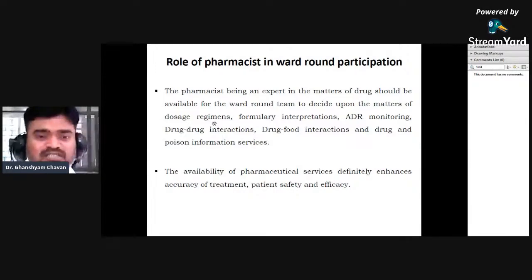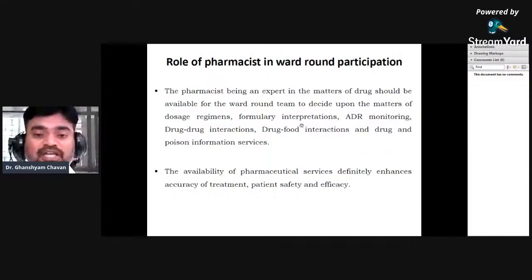of the drug, all these things: side effects, adverse effects, toxic effects, doses for adults, doses for kids, in any critical health status, whether that drug is safe or not. So its safety, efficacy, all these things, the pharmacist knows each and every shade, each and every aspect of the drug. So the pharmacist must be included in the ward round.